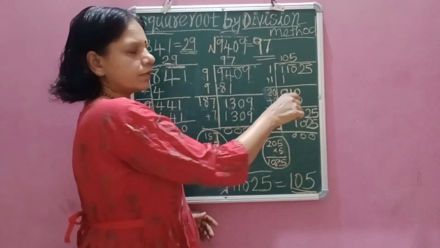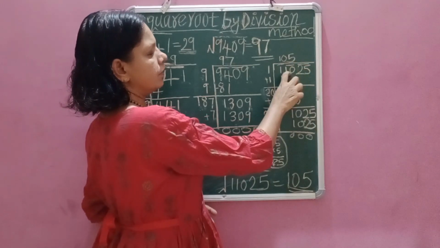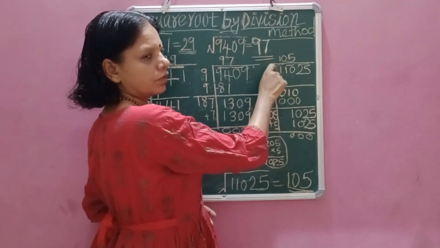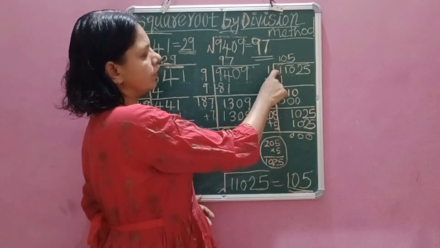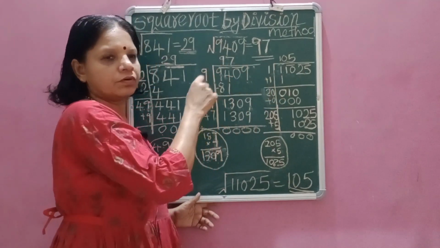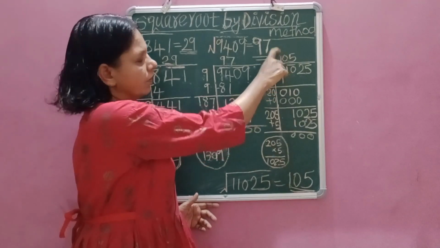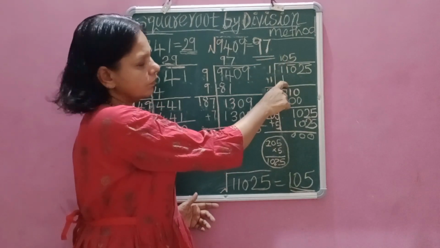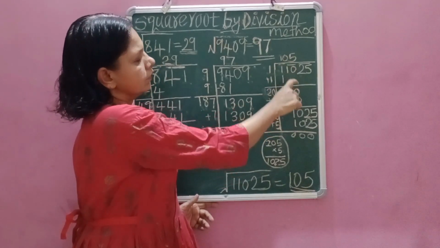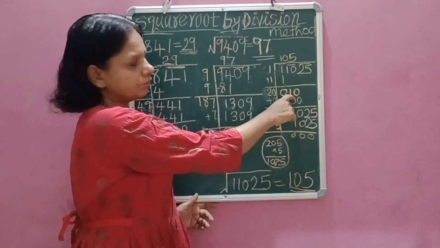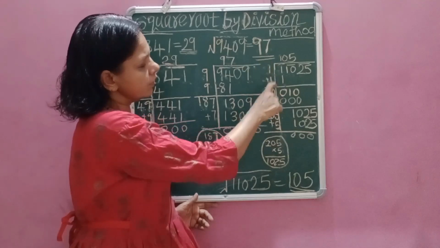11025. Take the pairs. Here the first pair 25, next pair 10, next pair 1. So we have to consider the last pair, the leftmost pair 1. Which perfect square is going in that? 1 only. So 1 here, 1 here. 1 1s are 1. On subtracting, 0 remainder. Bring the next pair down, that is 10. Here 1 plus 1, the same number you have to add, 2.